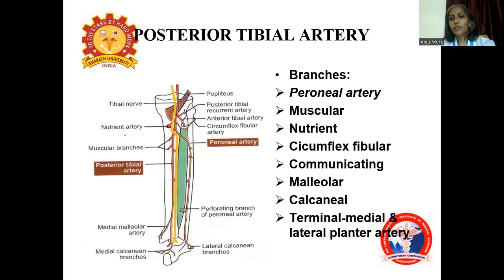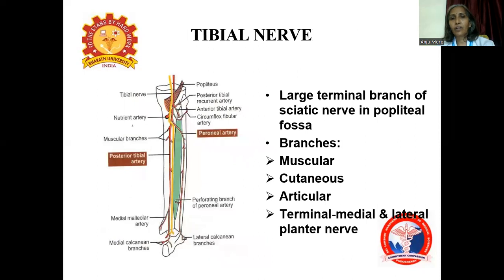The terminal branches of the artery, after it crosses beneath the flexor retinaculum and reaches the sole of the foot, it terminates into the medial and lateral plantar artery. The nerve of the compartment is the tibial nerve. It is the terminal branch of the sciatic nerve given in the popliteal fossa.